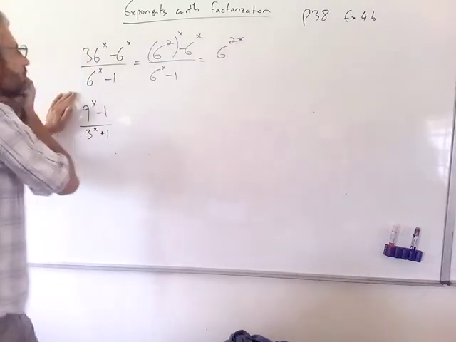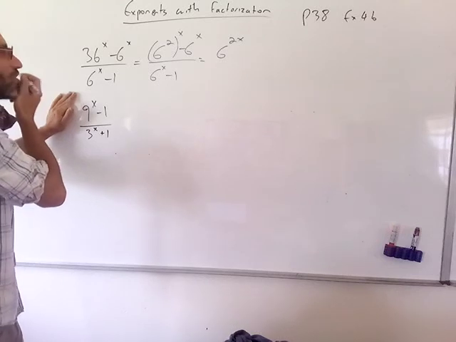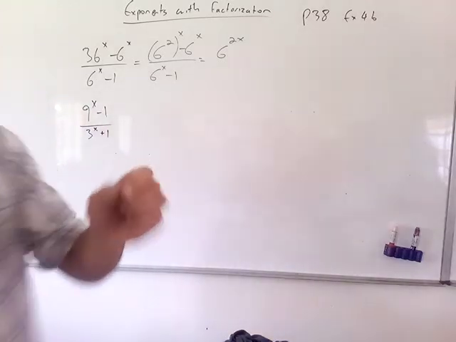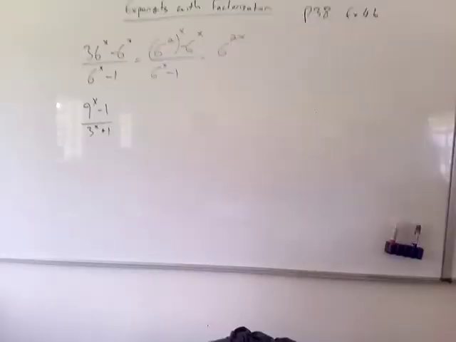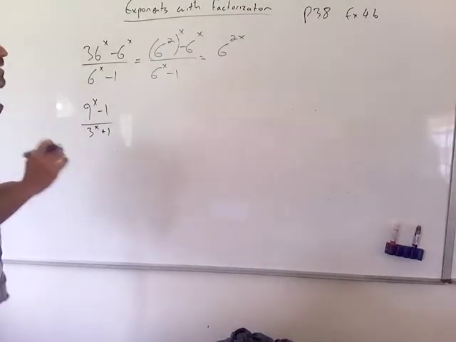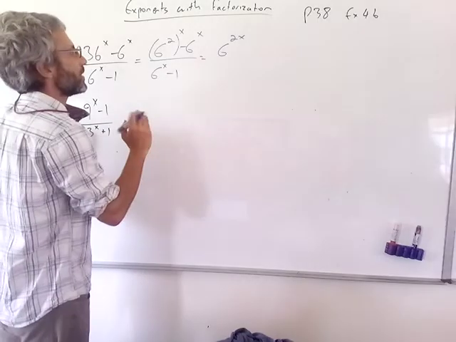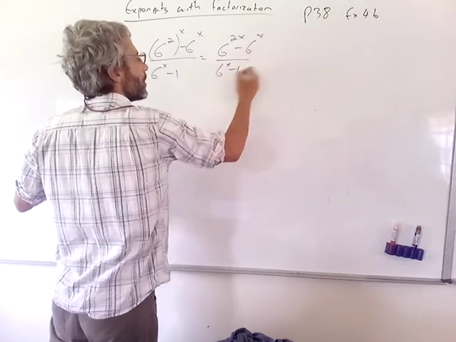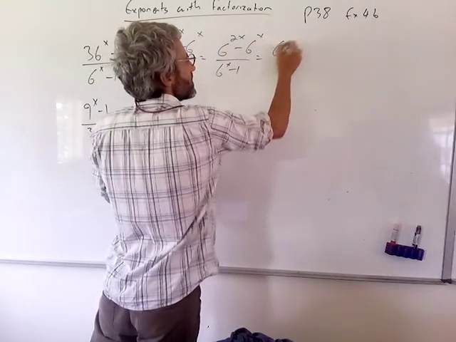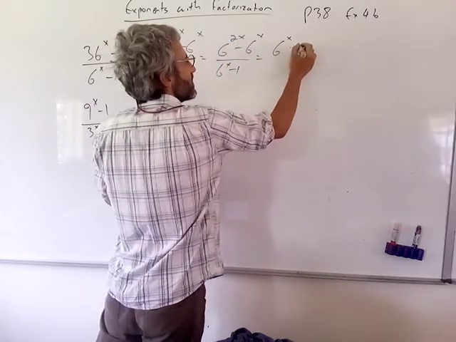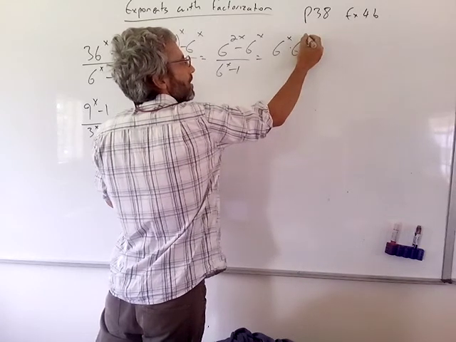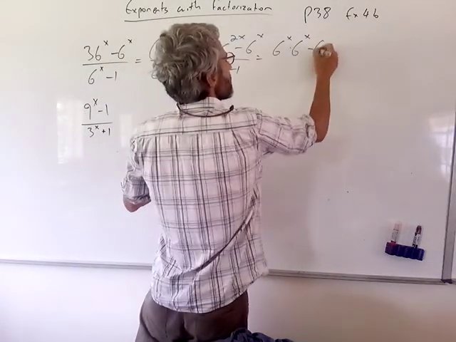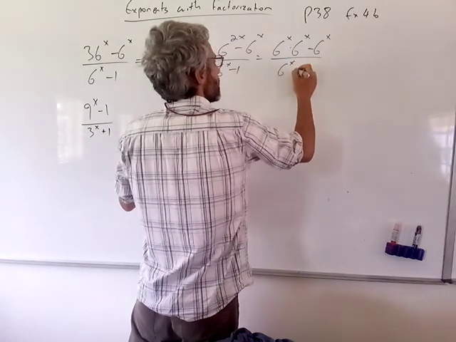Actually, let me just pause here for a second. I think there are 2 options we can do. Thinking about it, we can do it slightly easier. I'll carry on from here, but you'll see where I'm going. So now instead of 6 to the power 2x, I can write 6 to the power x times 6 to the power x, because together they add to 2x. Minus 6 to the power of x, divided by 6 to the power x minus 1.